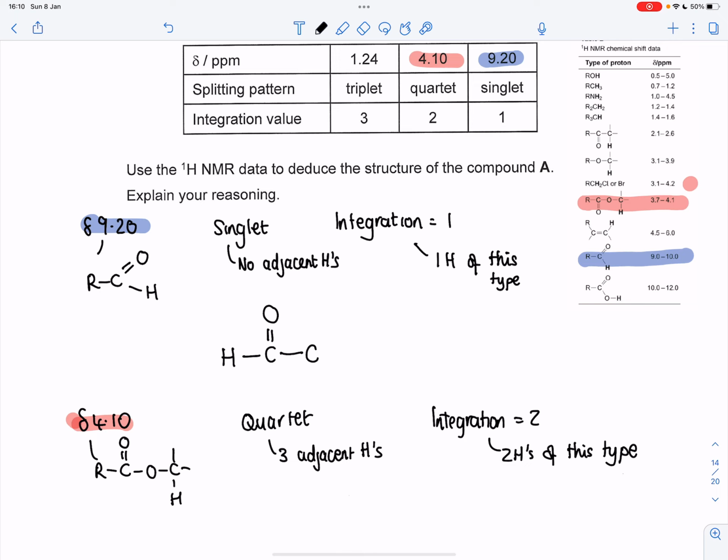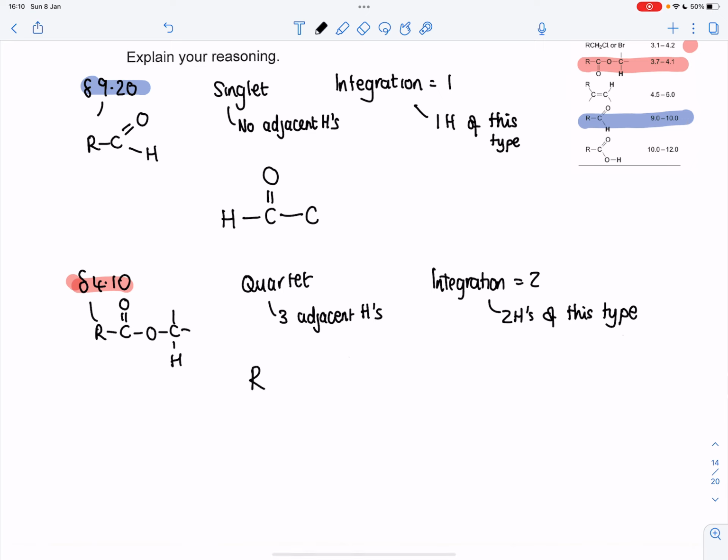So let's put all that together. We draw our little jigsaw piece. It was this type; this was what the data sheet told us. The fact that the integration was 2 said put 2 H's here. And the fact that it was a quartet said put 3 H's next door.